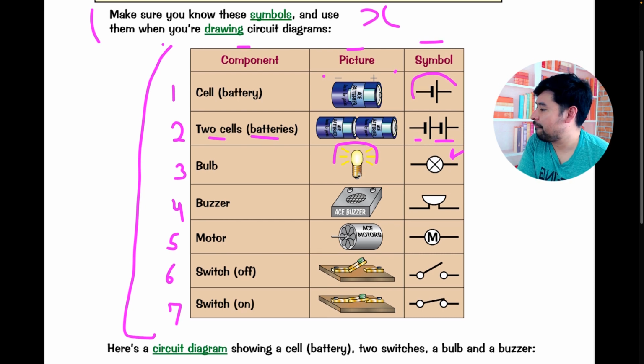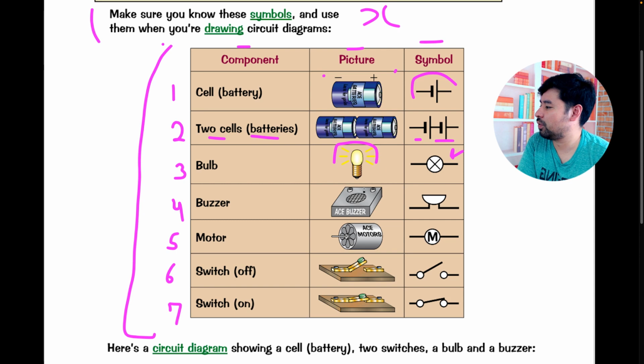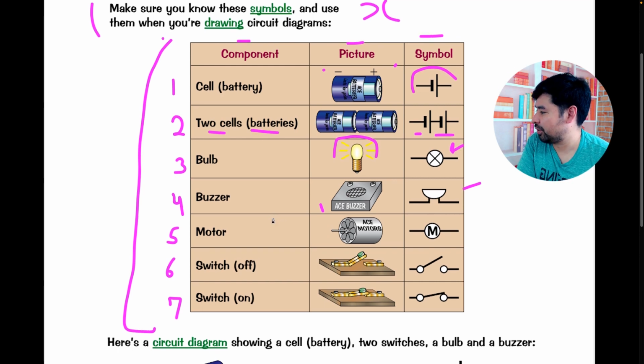And going on, buzzer. So we have here an AC buzzer, and this is the symbol. Again, if you don't remember the meaning of these parts, we had the explanation, I think, two lessons before. So go back to your book and check it out, so you have an idea. And the next one is the motor, like a mowing engine, and this is the symbol.